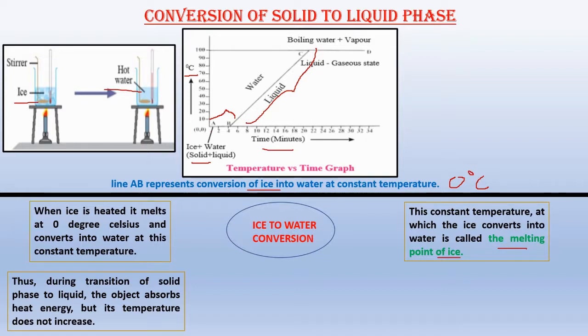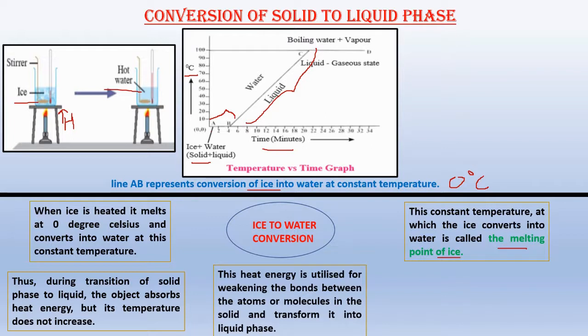Now this burner is supplying heat energy. Here H I am writing as heat energy. Now this burner is supplying heat energy to ice, right? But the temperature is not increasing over here. So what happens to that heat energy? The burner supplies heat energy to the ice, but the ice is getting melted but its temperature doesn't increase. So what happens to the heat energy?